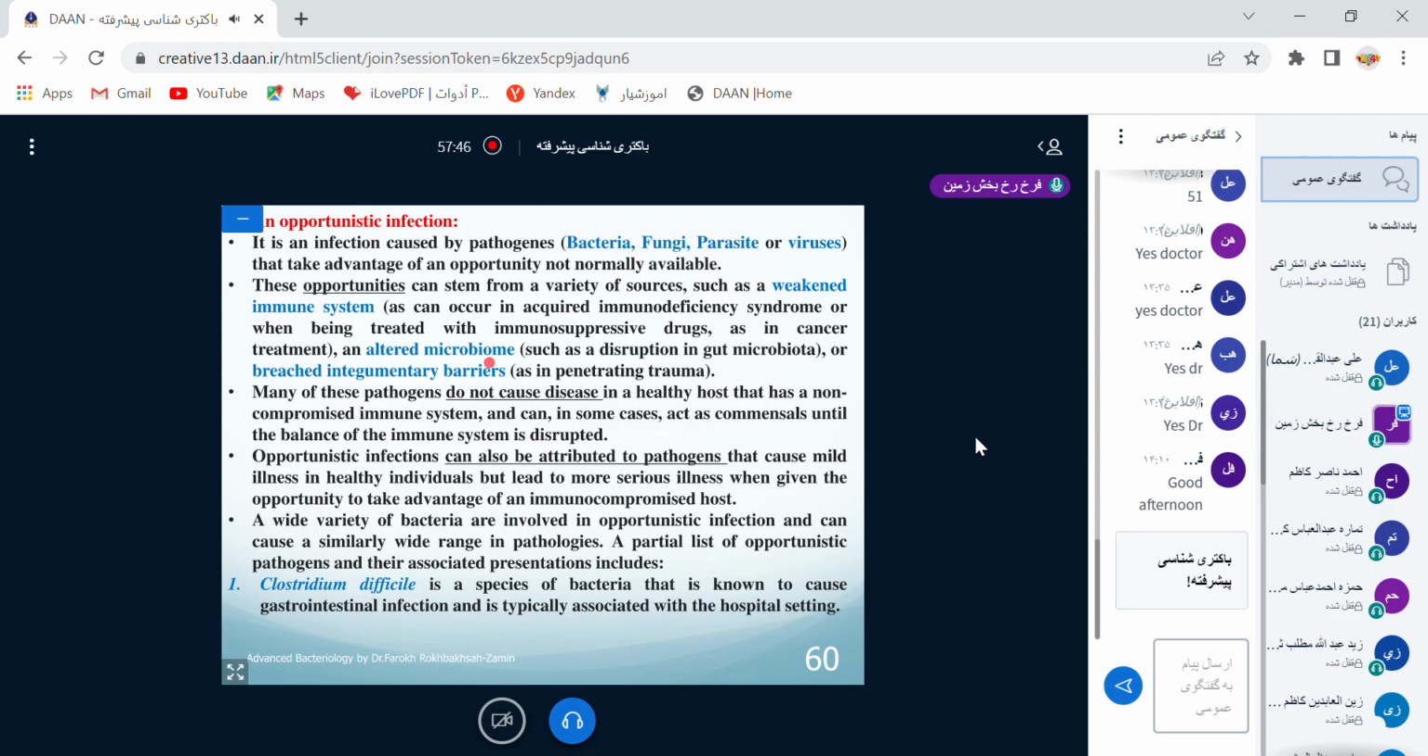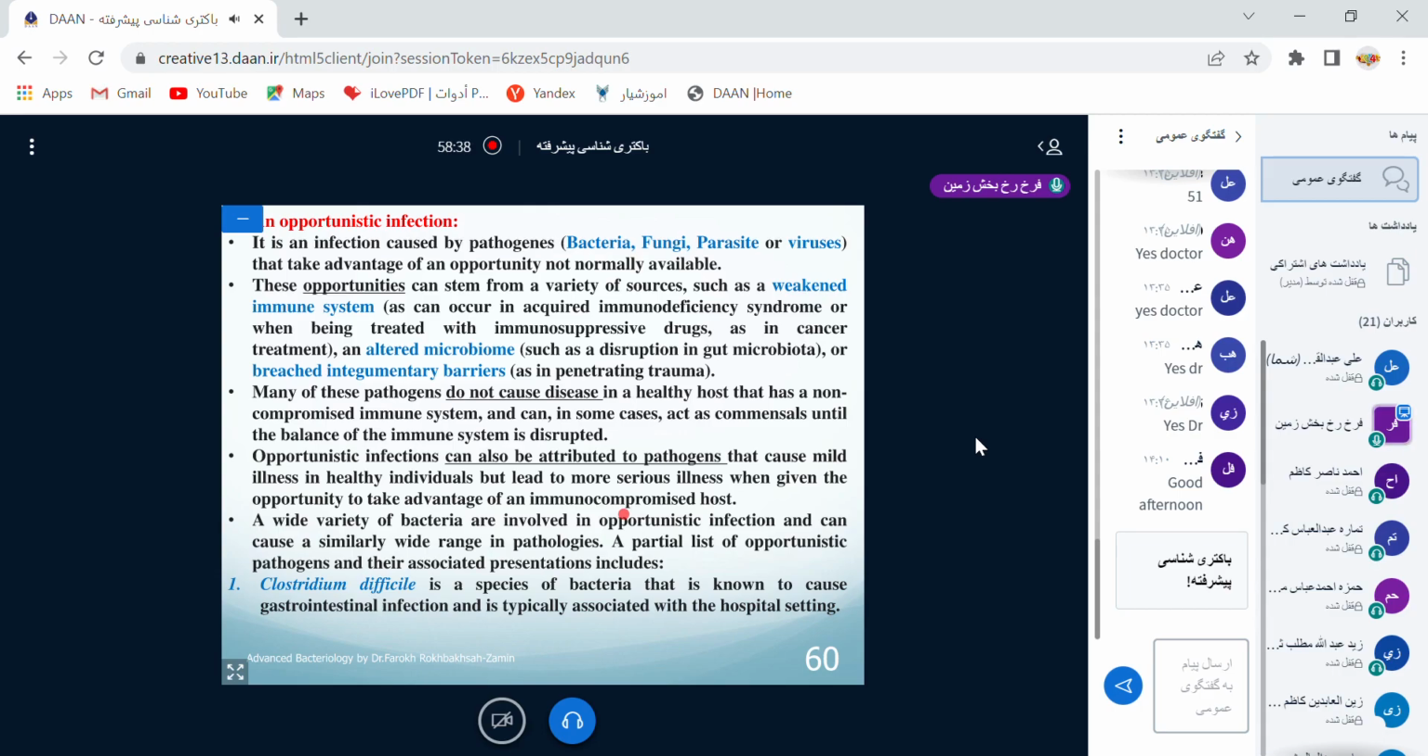But if the balance of the immune system is not working properly, if our immune system is not able to go and balance them, they can find the opportunity to start infection in the place where they are living. Opportunistic infections can be attributed to pathogens that cause mild illness in healthy individuals, but lead to more serious illness when given the opportunity to take advantage of an immunocompromised host.